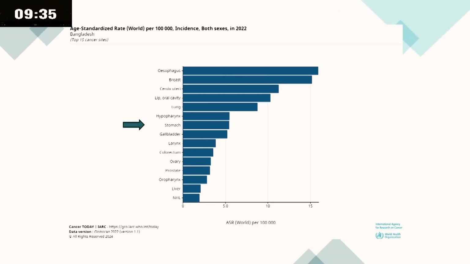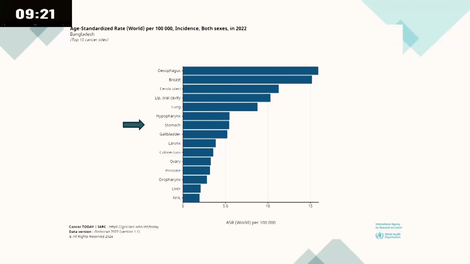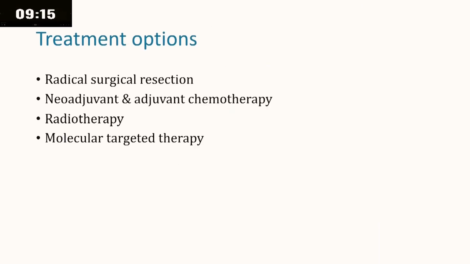In Bangladesh also, though we don't have the specific statistics in our country, according to GLOBOCAN it is within the top 10 cancers. But in our clinical practice, we find more gastric cancers than shown in the GLOBOCAN data. We know the treatment options: radical surgical resection, neoadjuvant and adjuvant chemo, radiotherapy, and molecular targeted therapy.